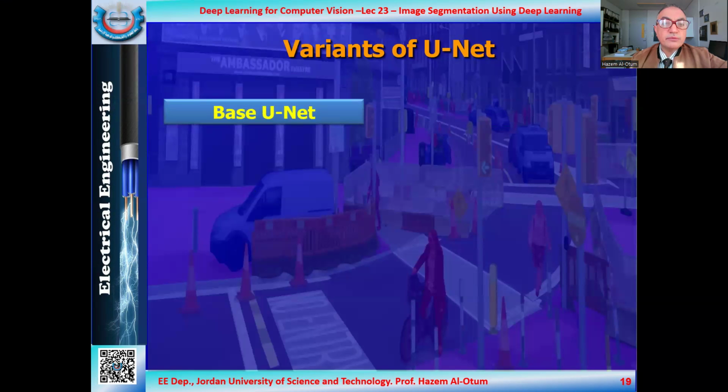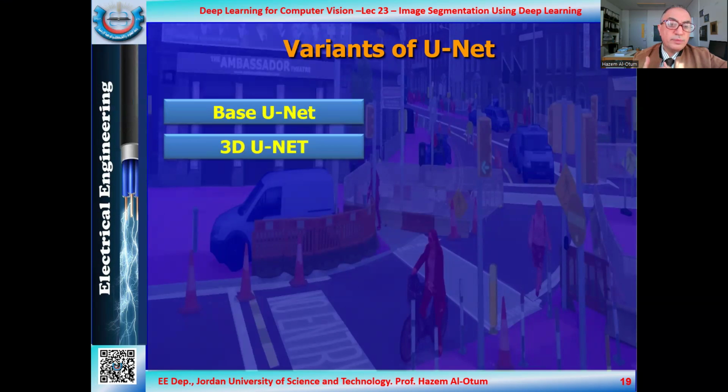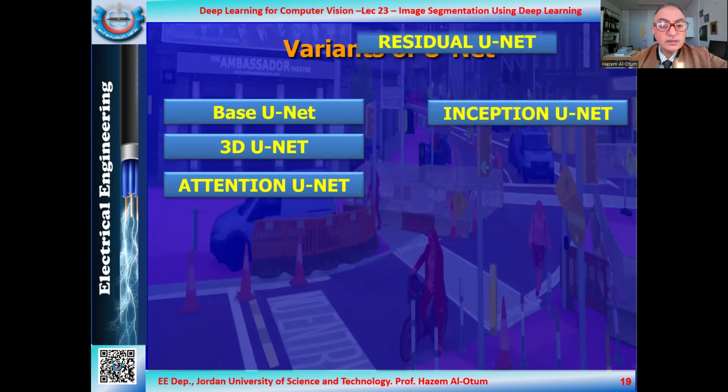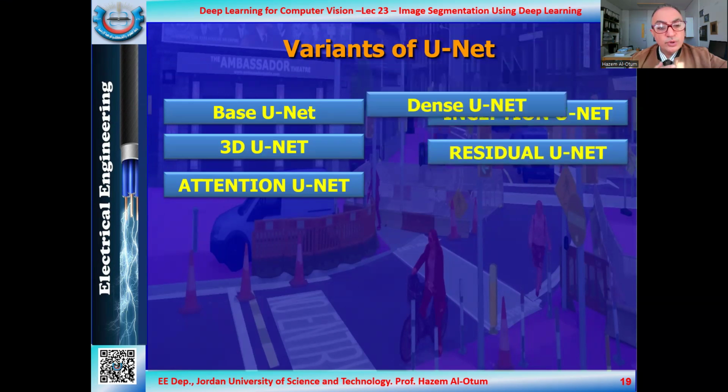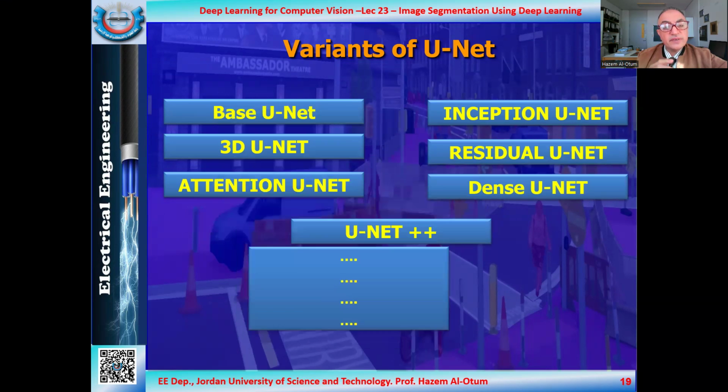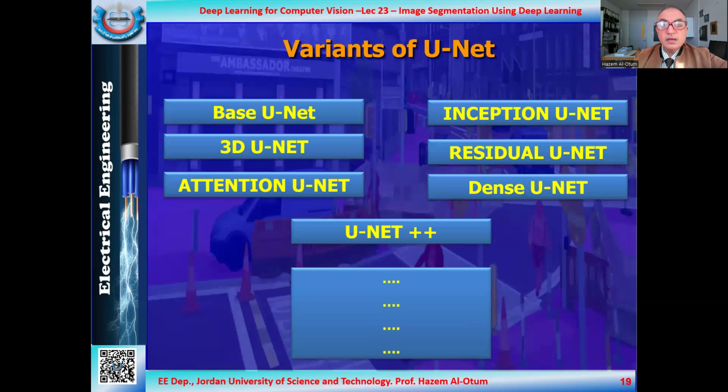Now we have different types of U-Net. Now the base or the plain U-Net. Then we have an extension to 3D U-Net in medical applications. Attention U-Net: here we have an attention mechanism to concentrate on specific parts of the image. Inception U-Net implements the concept of inception proposed in the VGG and GoogleNet.